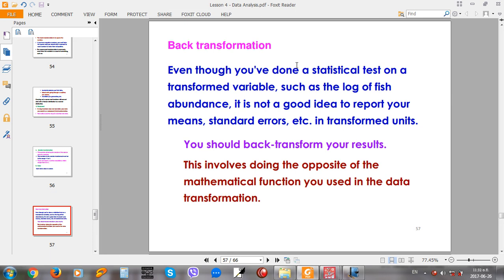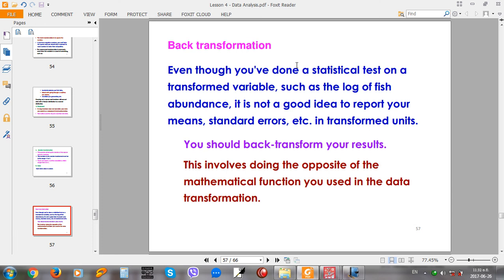Then, back transformation. Even though you have done the statistical test on the transformed variable, such as the log of fish abundance, it is not a good idea to report your means and standard errors in transformed units, right? When you are interpreting results, it is not good to use the data in the transformed units. What you have to do is back transform your result. This involves doing the opposite of the mathematical function you used in the data transformation. So after doing the statistical test, you have to do the back transformation.